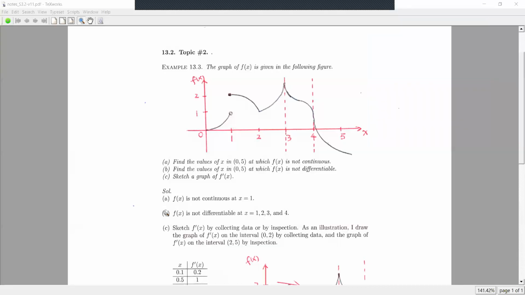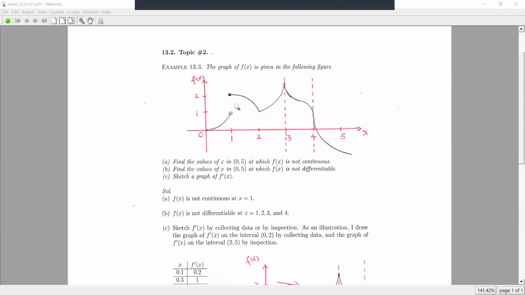Solution to part B. At point 1, the graph is not continuous. So at point 1, the graph has no tangent line. Because derivative is slope of the tangent line. No tangent line there, so no derivative there. Therefore, at point 1, the derivative of the function f doesn't exist.